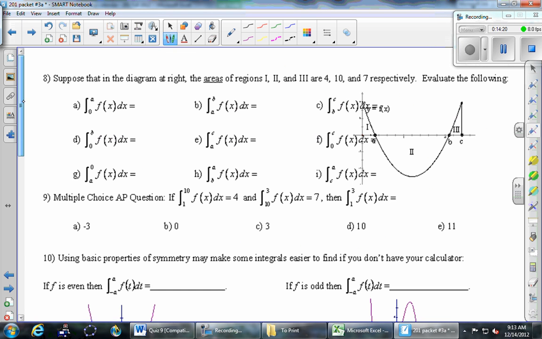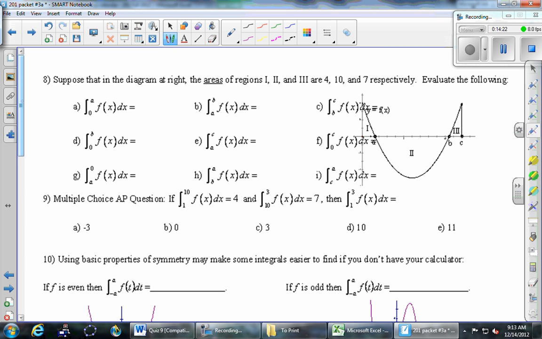And I apologize that the graph at the far right kind of got cluttered up on the right-hand column here. But hopefully we can read what we need to read. So here's the idea. In this diagram, the areas of the regions labeled Roman numerals 1, 2, and 3 are 4, 10, and 7 respectively. So up here is a 4, down here is a 10, and that space in there is a 7, okay?